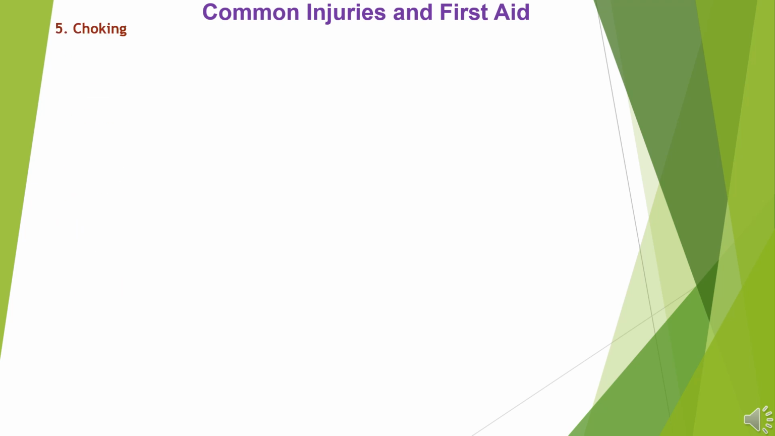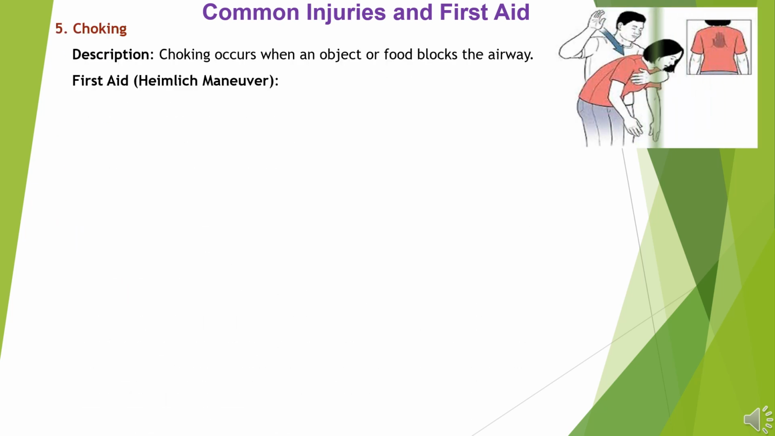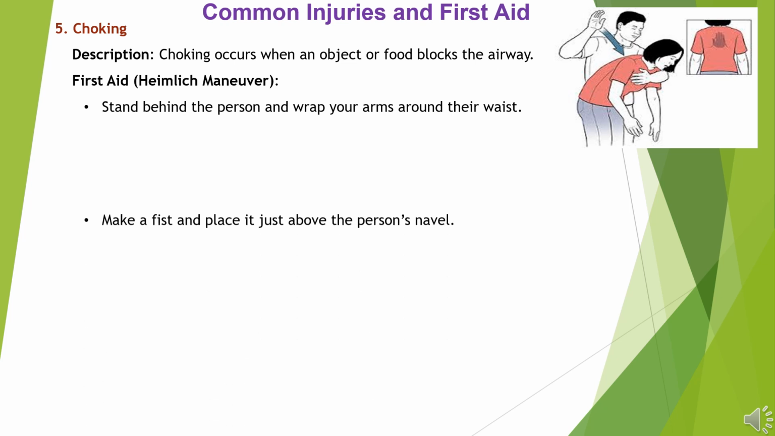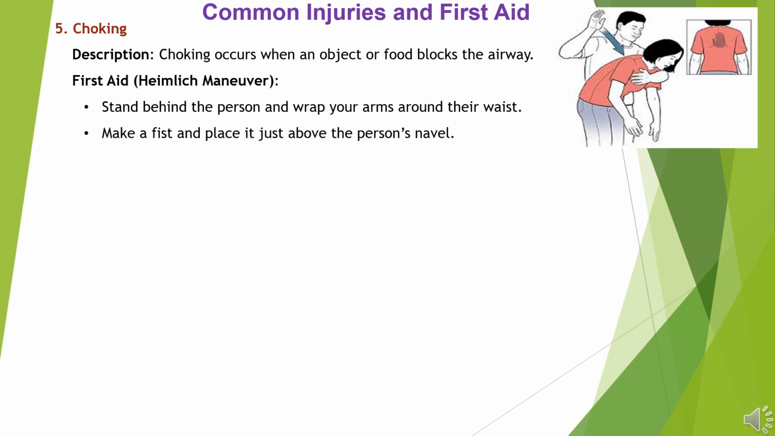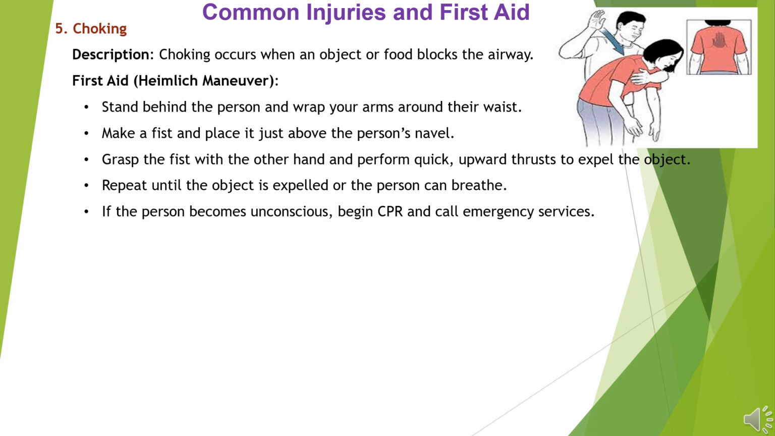5. Choking. Description: choking occurs when an object or food blocks the airway. First aid: Heimlich maneuver: stand behind the person and wrap your arms around their waist. Make a fist and place it just above the person's navel. Grasp the fist with the other hand and perform quick, upward thrusts to expel the object. Repeat until the object is expelled or the person can breathe. If the person becomes unconscious, begin CPR and call emergency services.